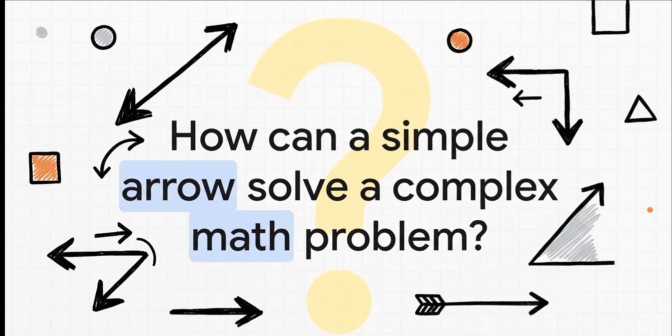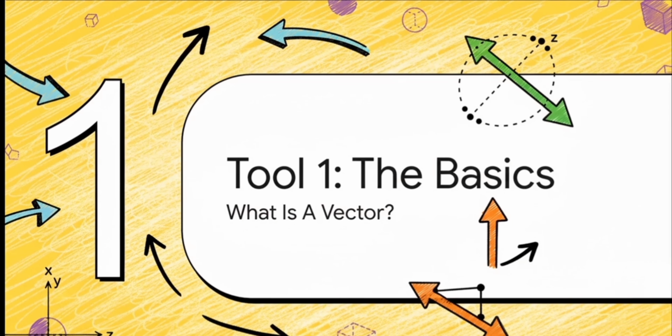So it really begs the question, right? How can a simple little arrow on a piece of paper solve these massive complex problems in geometry and physics? Well, that's exactly what we're going to dig into. You're about to see that these aren't just any old arrows. They're incredibly powerful tools that play by some very specific rules. Okay, so let's jump right in and grab our very first tool from the toolbox.